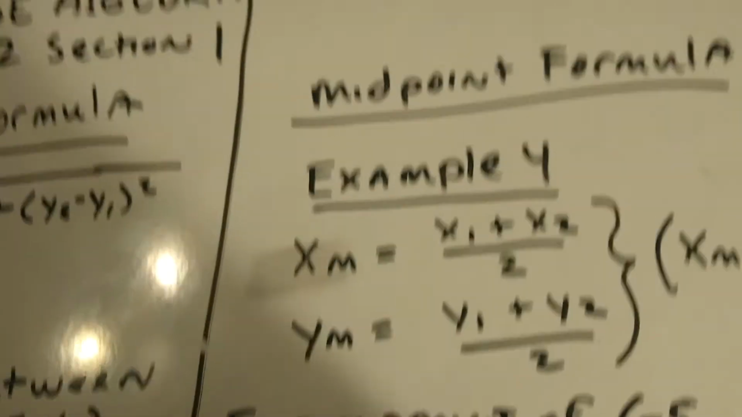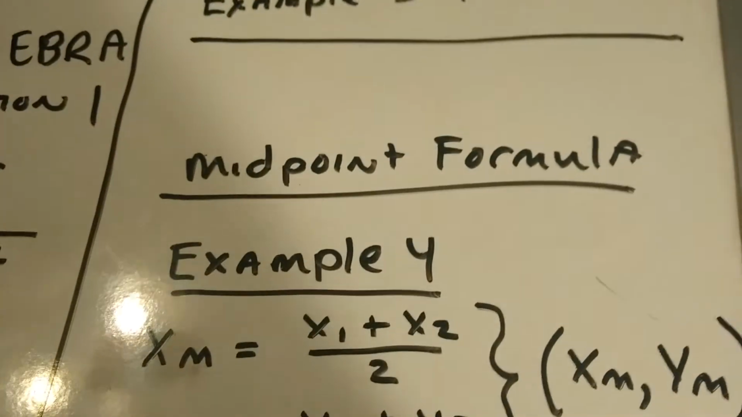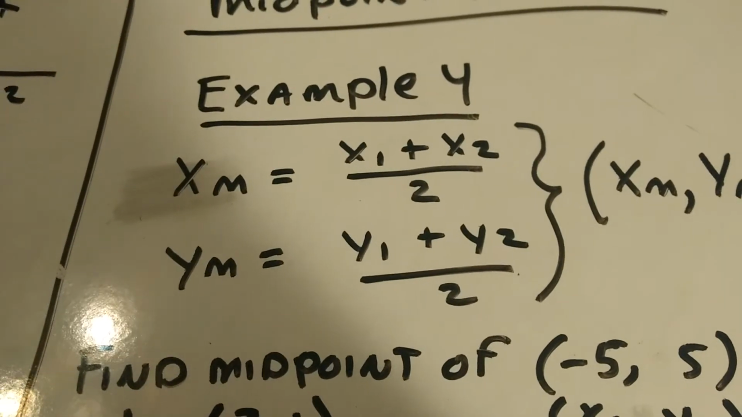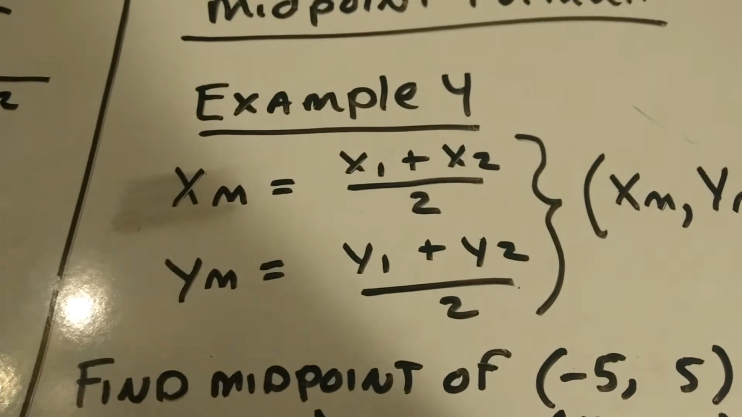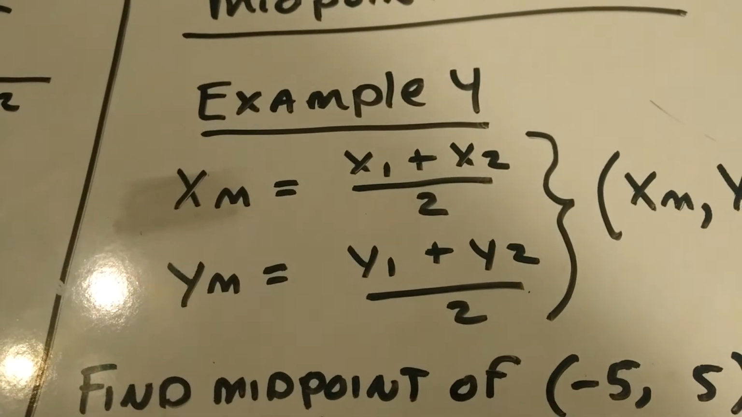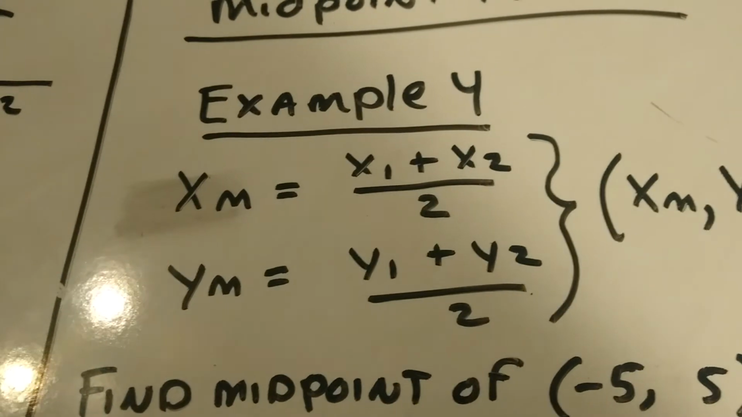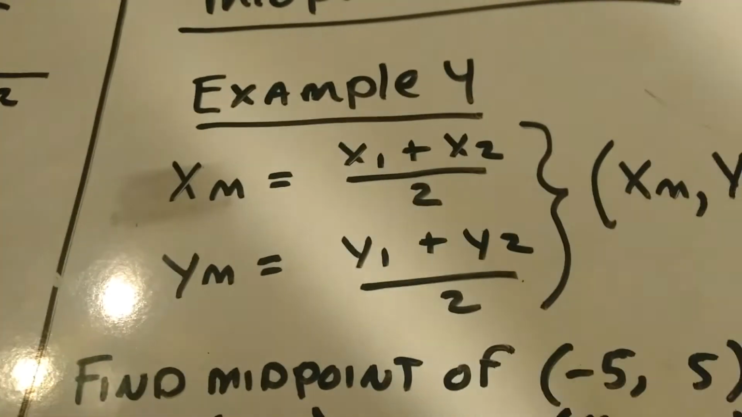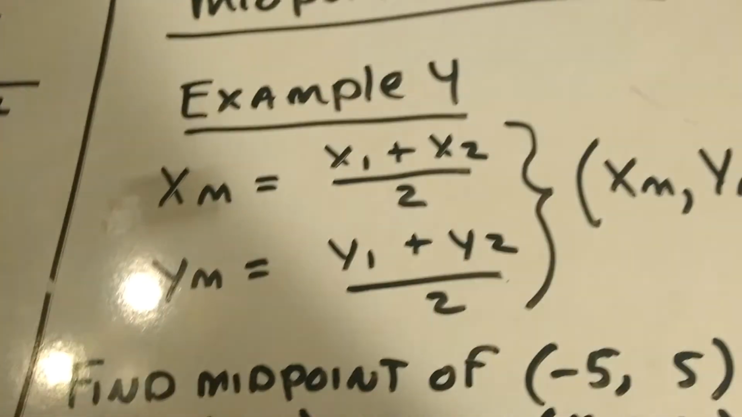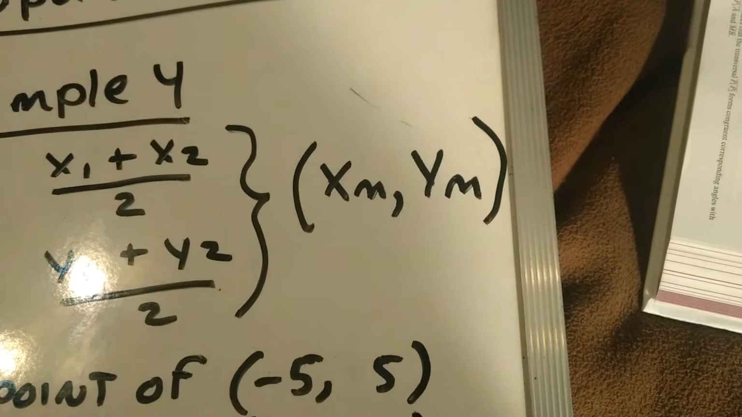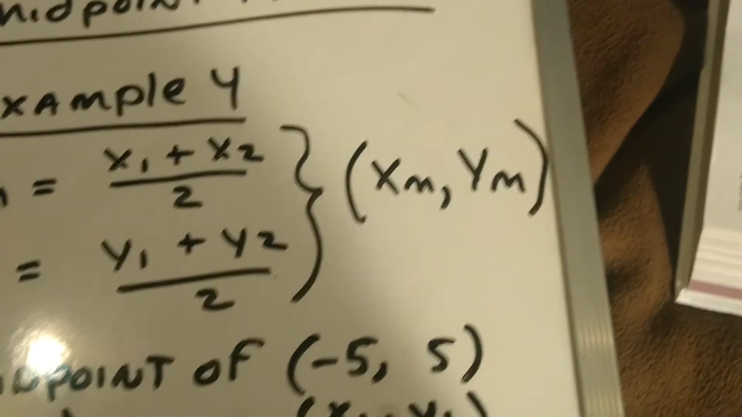We come over here, the last thing in this section deals with the midpoint formula. Midpoint formula says that the x of a midpoint is taking your two x's of two ordered pairs divided by 2. Your y of your midpoint is taking two y's of two ordered pairs divided by 2. Thus you get an ordered pair as your answer, which is the x midpoint and the y midpoint.